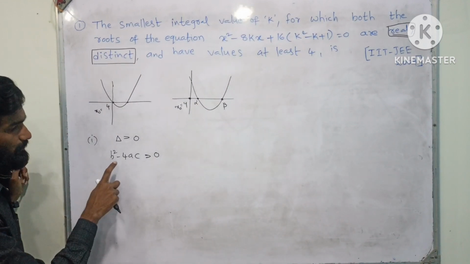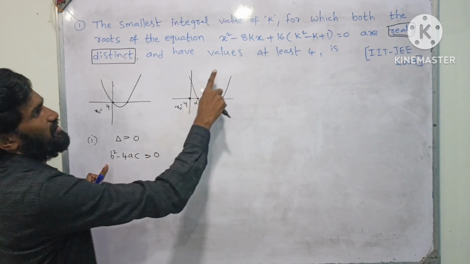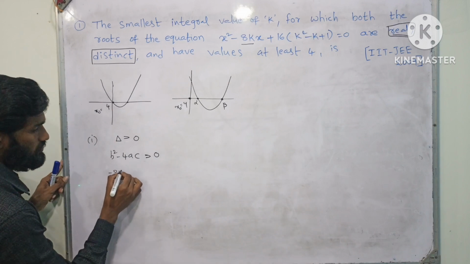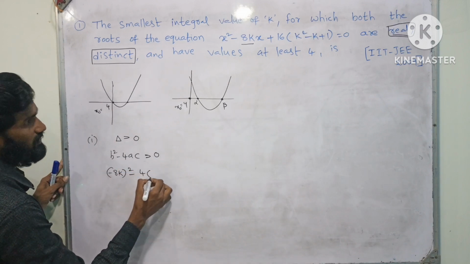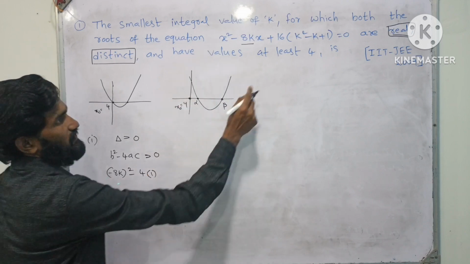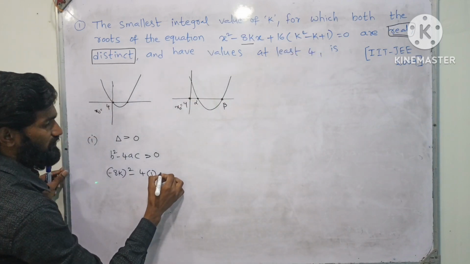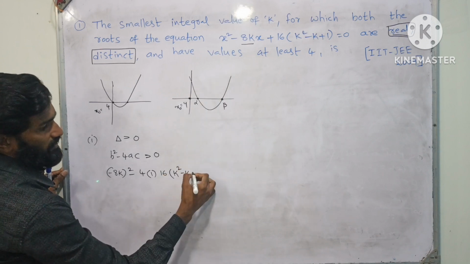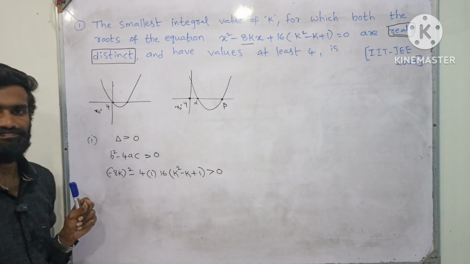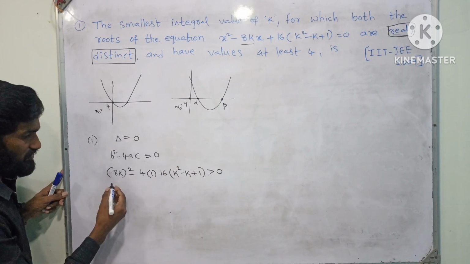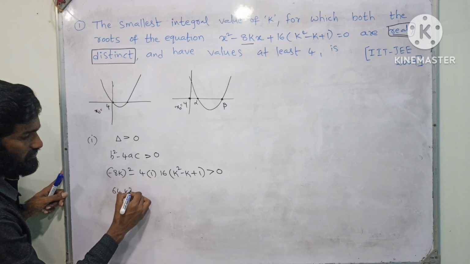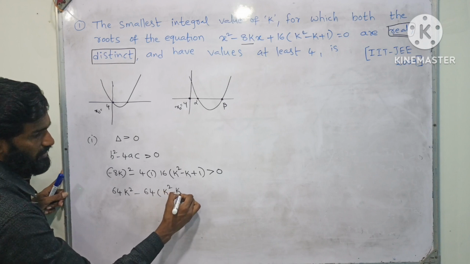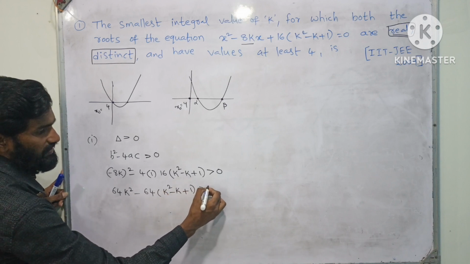Now here, b square minus 4ac. Here b is minus 8k, so minus 8k whole square, b square minus 4. The a value is 1 only. The c value is 16 of k square minus k plus 1, which is greater than 0. Now if I expand this, what will I get? 64k square minus 4 into 16, which is 64, into k square minus k plus 1, greater than 0.